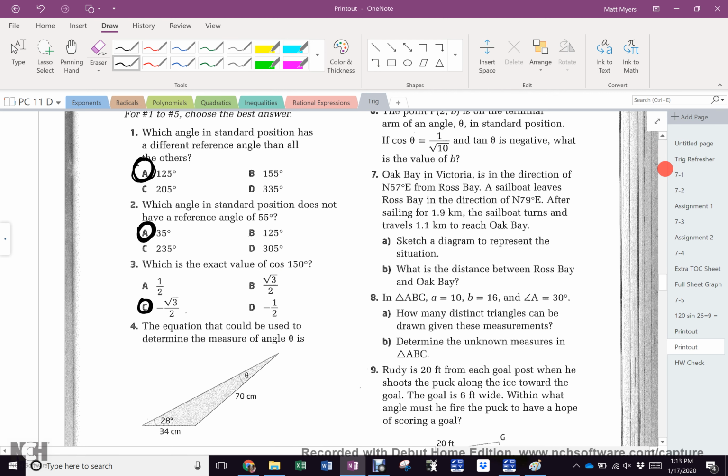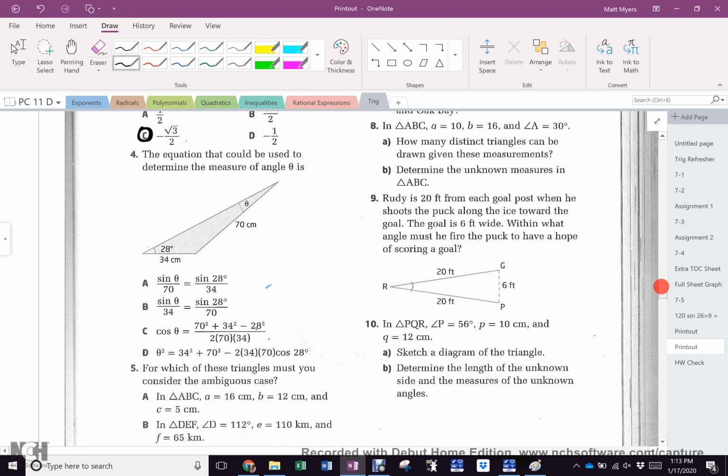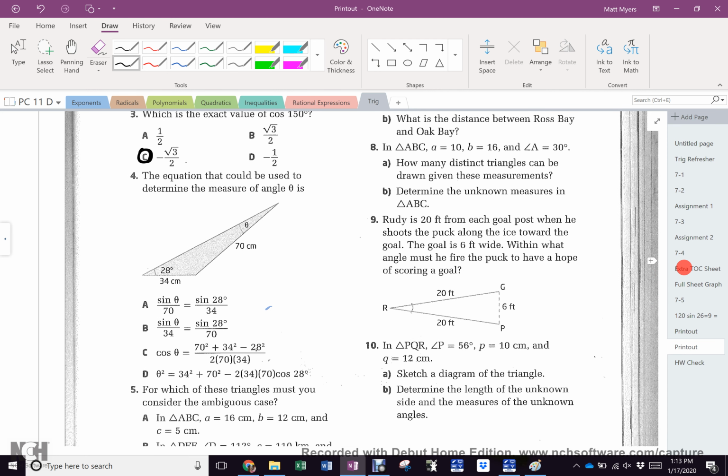Number 4. I have a B. B is what we're going with? B is correct.